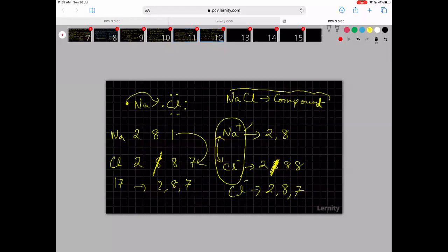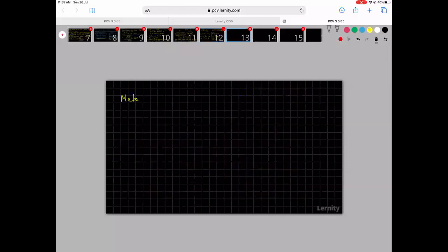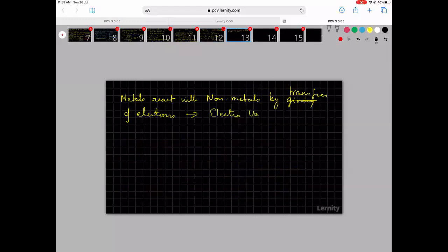Then here, metals react with non-metals by giving, or we can say by transfer of electrons. This is called an electrovalent compound. So compounds are of two kinds: covalent compounds and electrovalent compounds.